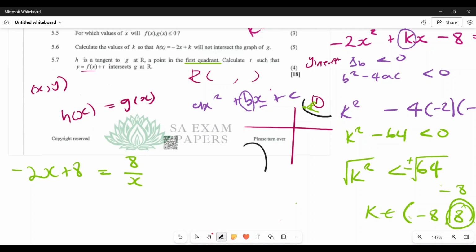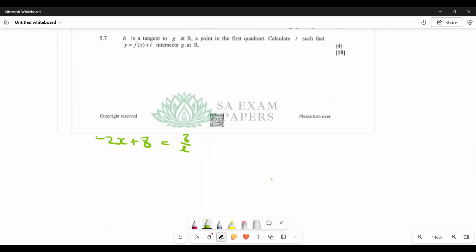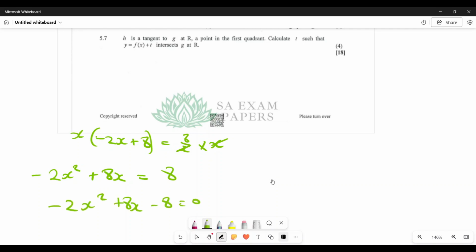Now from here, I'm going to find that x point that these both graphs share, which is at my point R. I'm going to get rid of this x by multiplying it on both sides, so that these cancel out. And this side, I'm going to have minus 2x squared plus 8x, equal to 8. So this would be minus 2x squared plus 8x minus 8, equal to 0. From here, I can just divide both sides by negative 2, because negative 2 is my highest common factor here. As a result, I would have x squared minus 4x plus 4, equal to 0.